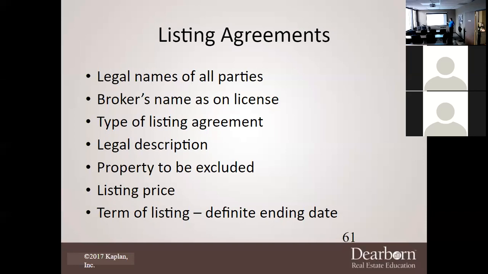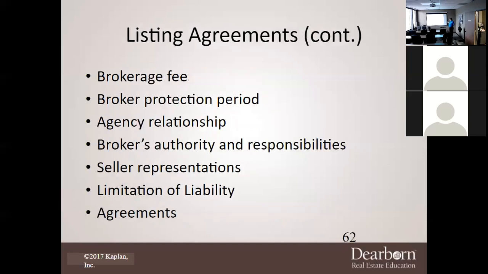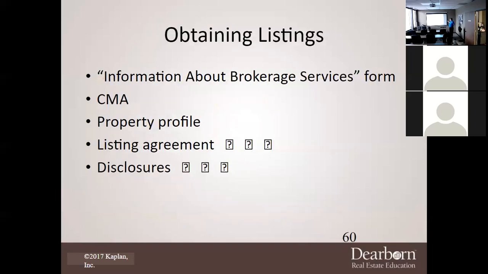That's why we come back here. Let me see if I can find it. Right here. That's what we're talking about, obtaining a listing CMA. If I do a CMA and I give it to you, Aiden, and I say your property is only worth $200,000, and you tell me it's worth $1 million, I'm going to say, Aiden, here's the CMA, sir. Here it is right here. And if he says, no, I want $1 million, then what do I do, Travis?